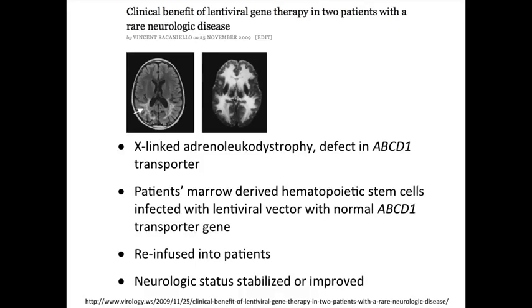And here's an example, X-linked adrenoleukodystrophy. So this is a CNS disease, typically fatal. It's a defect in a transporter called ABCD1. And in this trial, two patients, 2 children with this disease, their bone marrow was taken out. It was infected in culture with a lentiviral, a retroviral vector with a normal gene, and then they infused these cells back into the patients, and their state is stabilized. They stopped degenerating, and one of them, I think, improved. So a small clinical trial, but just an example of what you can do with viruses.